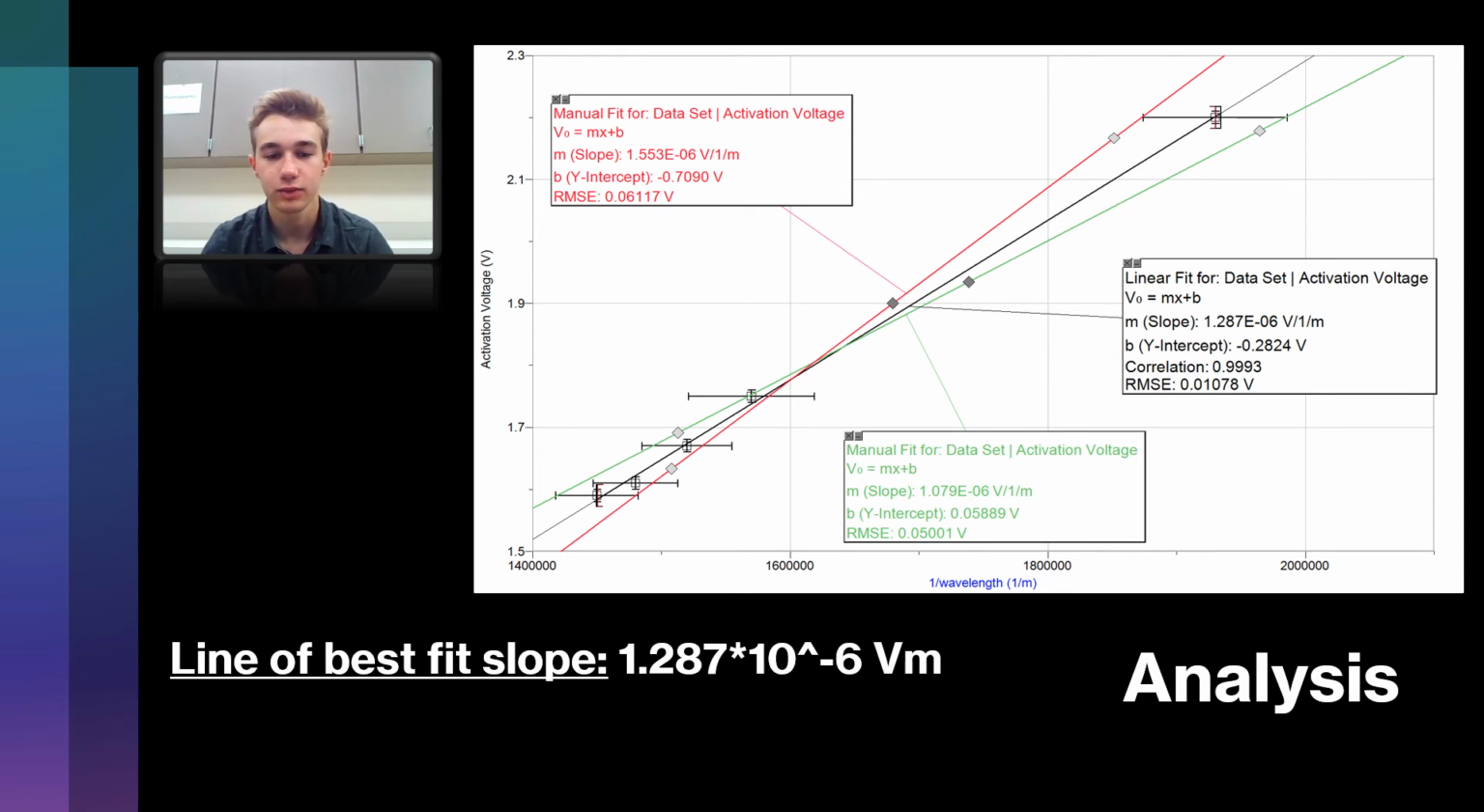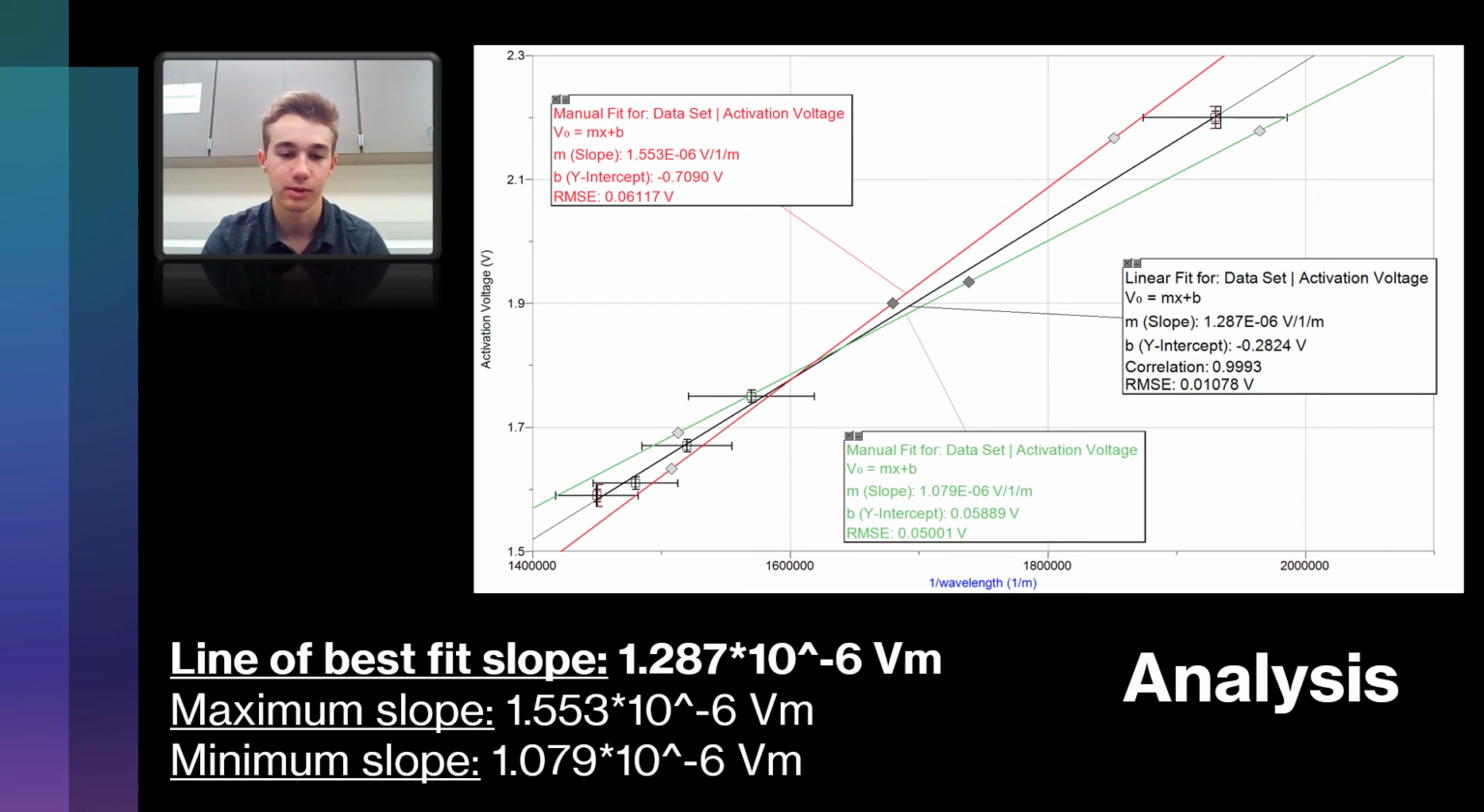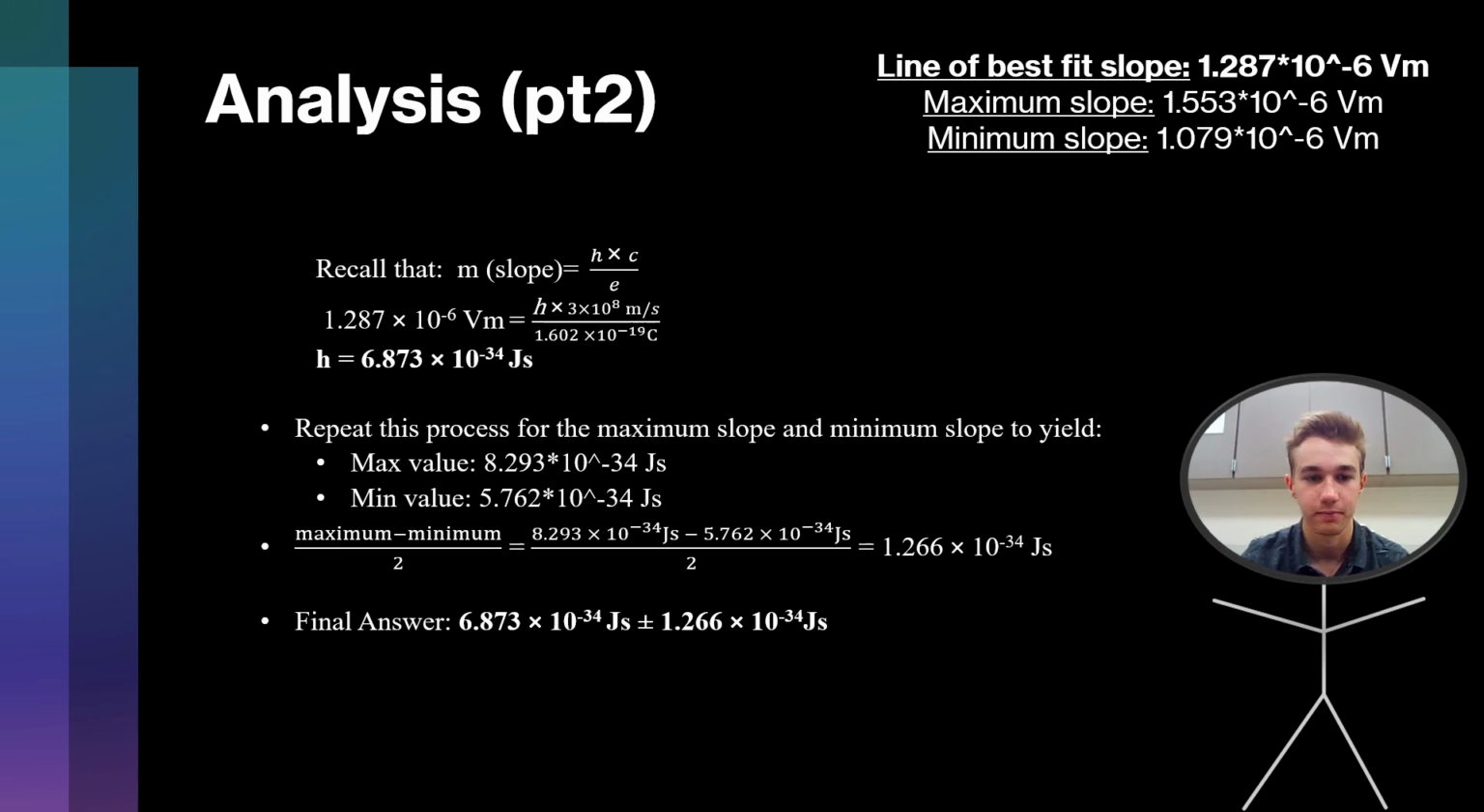So when we graph this, we get a line of best fit slope of 1.287 times 10 to the negative 6 volt meters, and you also get a maximum and minimum slope that vary slightly in each direction. So recalling that slope is Planck's constant times the speed of light divided by the charge of an electron, when plugging the charge of an electron, the speed of light, and our slope in, we can get a value for Planck's constant of 6.873 times 10 to the negative 34th joule seconds.